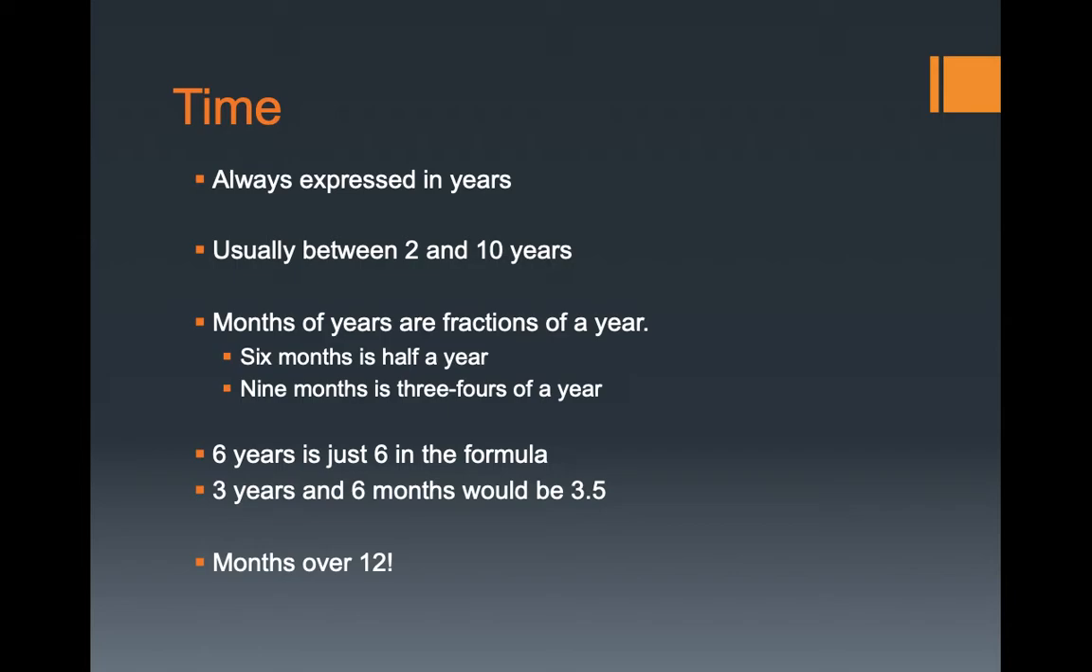So if you ever get a loan for 1.5 years, it's 1.5, or 1 year and 6 months. 6 years is just 6. 3 years and 6 months would be 3.5. If it's say 7 months, make it 7/12 because it has to be a fraction as expressed in a year.